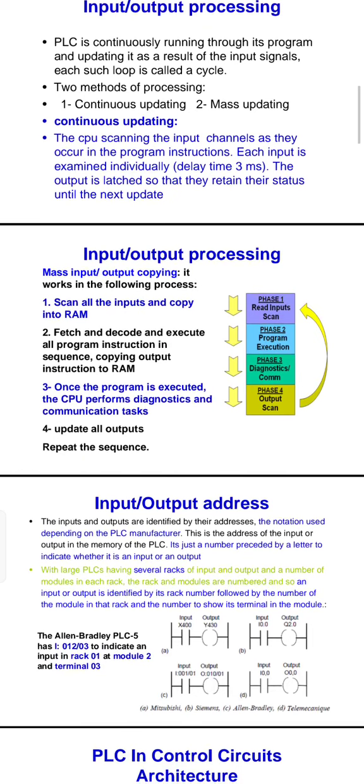The inputs and outputs are identified by an address. The notation used depends on the PLC manufacturer. This address is the input or output location in the memory of the PLC. It is just a number preceded by a letter indicating whether it is an input or output. With a large PLC having several racks of inputs and outputs and a number of modules, the racks and modules are numbered, so an input or output is identified by its rack number followed by the number of the module in the rack and a number showing the terminal on the module.